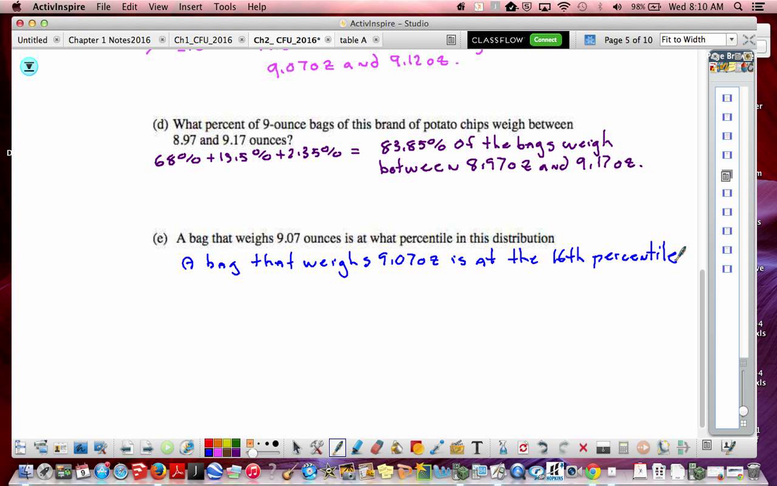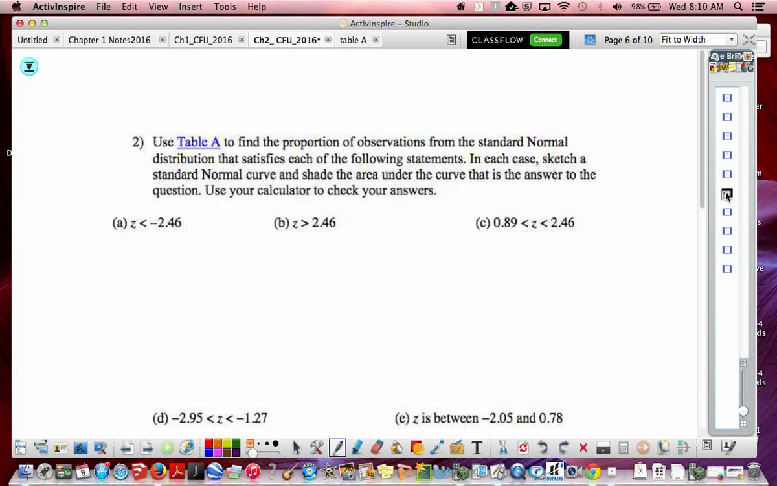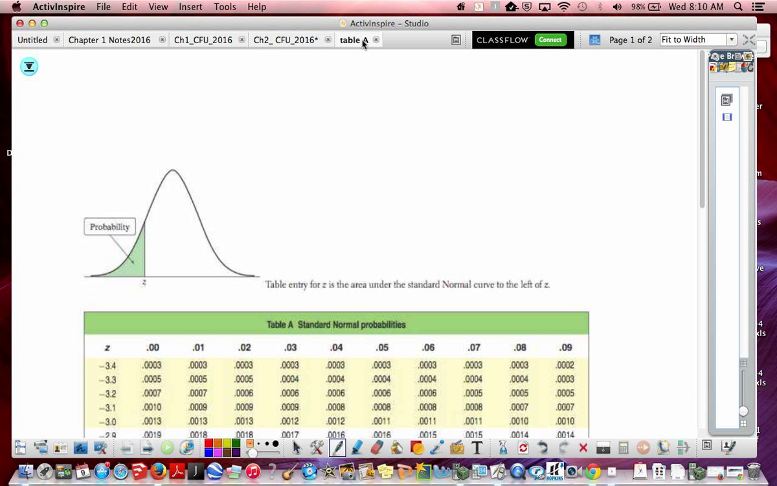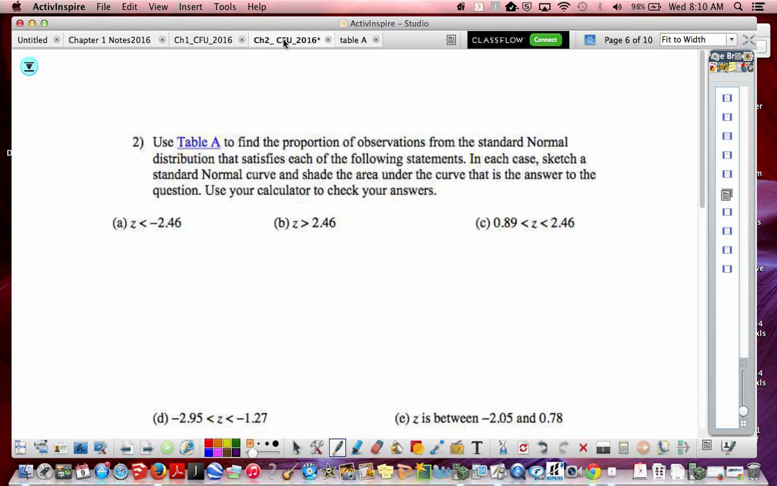All right, let's go on to the next page. Number 2 says use table A. So one of the things you should do right now is take out that pink worksheet I gave you in class that has table A on it. It will look like this. Okay? So as I show it to you right here for a second, you can see table A. We're going to be using this table quite a bit.